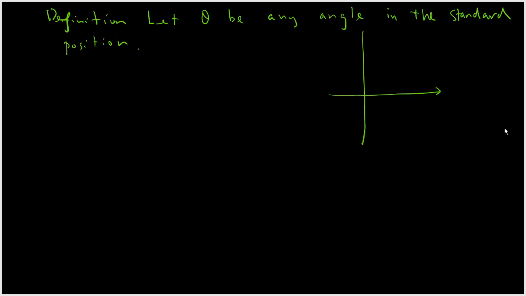So can I say the angle is here? Actually, I will convince you soon. The definition applies to any angle very shortly. That's the angle theta. An angle has an initial side and a terminal side. The initial side is always the x line.